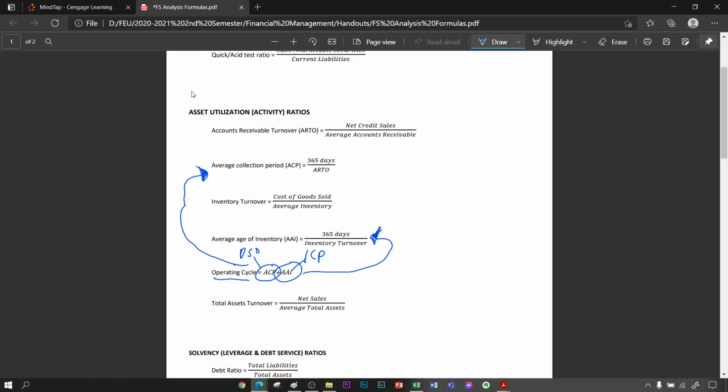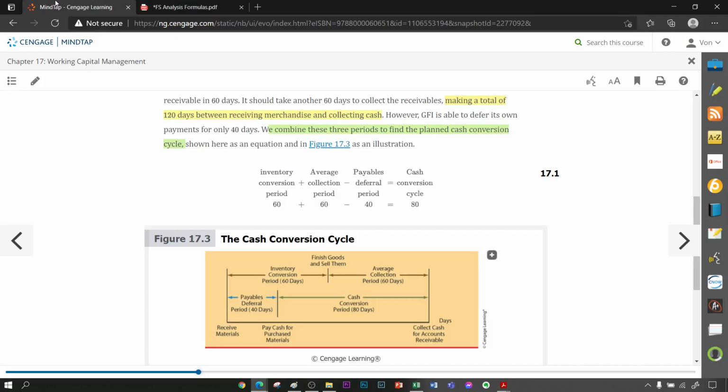Kapag ginamit na natin yung data galing sa FS sa pag-compute ng CCC. Okay, so, i-take note mo lang to, no? At i-ready mo na rin yung index cards mo. Okay, so, pag pinag-add pala yung ACP and AAI o yung DSO and ICP, other terms dun sa dalawang yun, ang makukuha mo is operating cycle. Okay. Susulatan lang natin annotations para malinaw sa'yo. Okay. ACP plus AAI is equal to operating cycle.